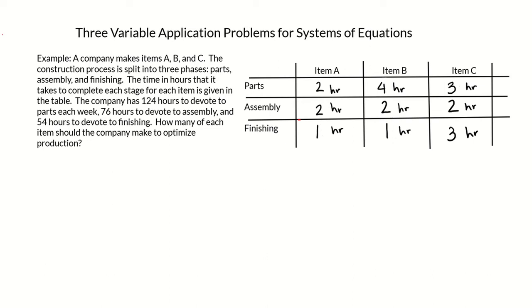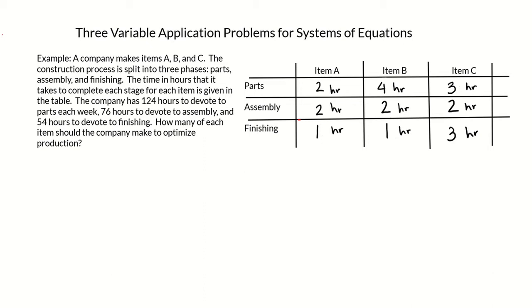A company makes items A, B, and C. The construction process is split into 3 phases: parts, assembly, and finishing. The time in hours that it takes to complete each stage for each item is given in the table. If the company has 124 hours to devote to parts each week, 76 hours to devote to assembly, and 54 hours to devote to finishing, how many of each item should the company make to optimize profits?